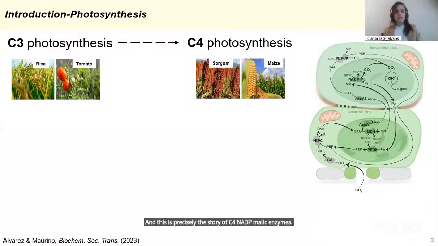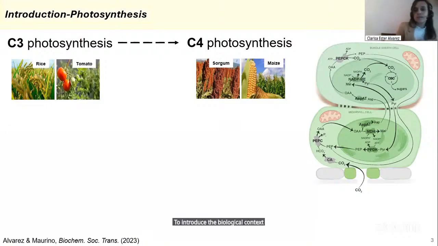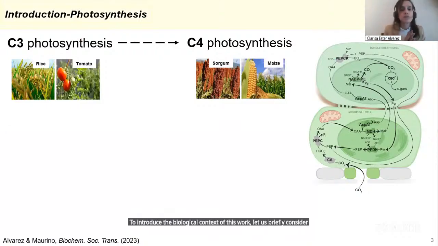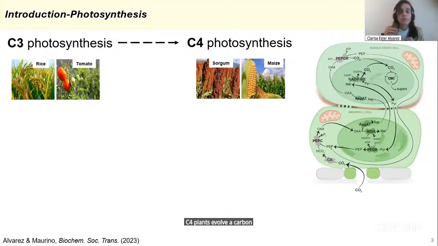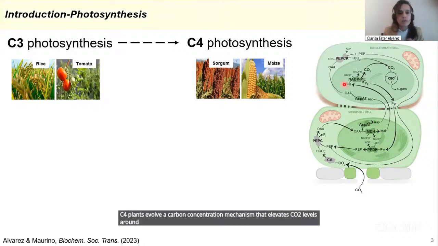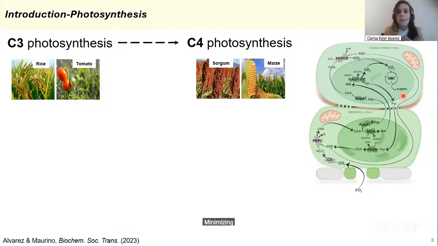To introduce the biological context of this work, let us briefly consider the evolution of C4 photosynthesis. Most plants perform C3 photosynthesis, in which rubisco catalyzes both carboxylation and oxygenation, reducing carboxylation fixation efficiency. C4 plants evolve a carbon concentration mechanism that elevates CO2 levels around rubisco, which is located here, minimizing photorespiration.